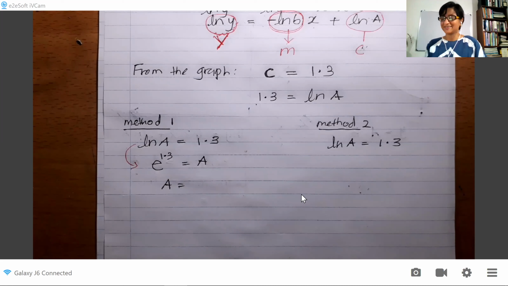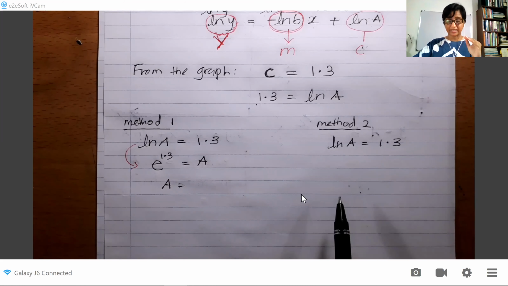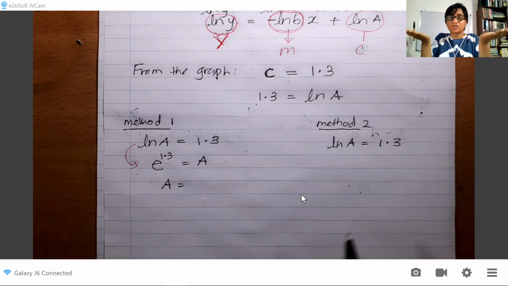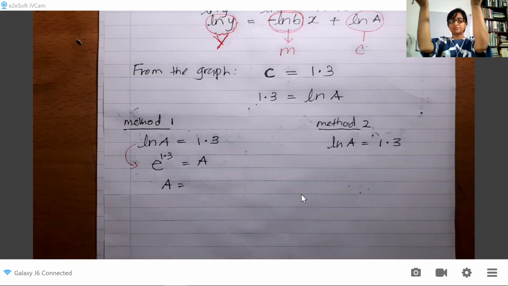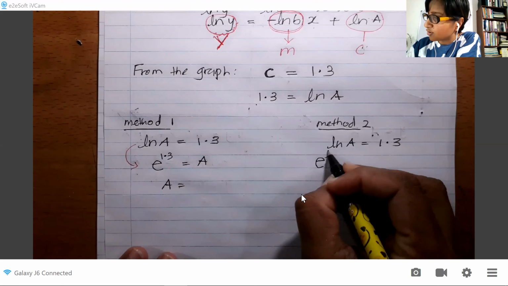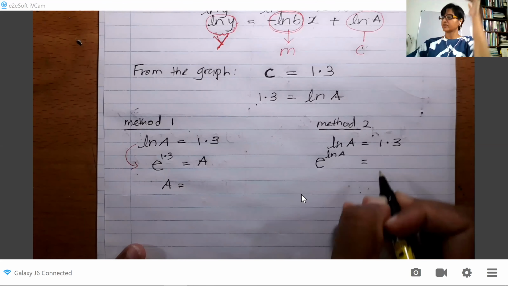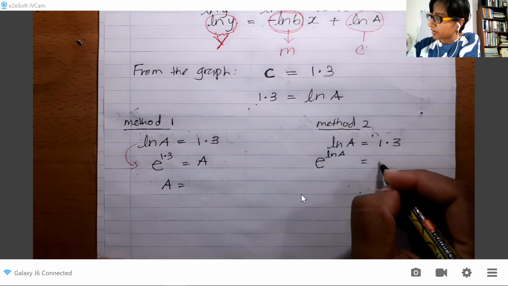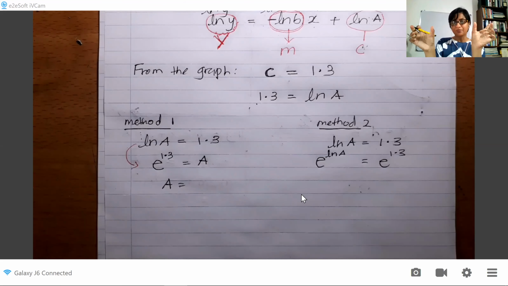Oh, okay, Tarindu, right? We can do the same thing here. To get rid of this ln, the inverse of ln is taking a power of e. So what I can do is raise both sides of this equation to a power of e. This is how it looks like. E to the power of ln a. Ln a will go to the power. And e to the power of 1.3, the two sides are raised to the power of e.